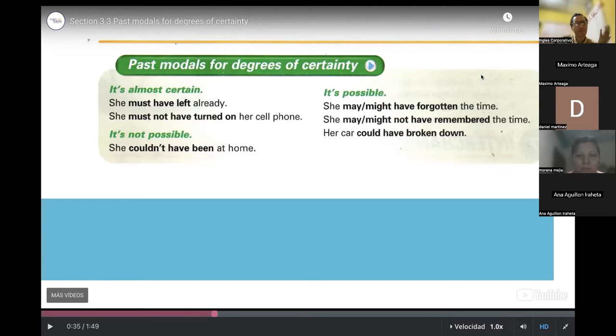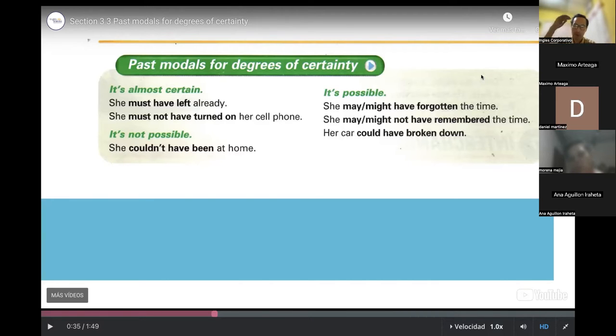Then we have the maybes: maybe yes, maybe no, a little. Those are the words may, might, and could. So how do you know the difference? The smaller the word, the smaller the possibility. She may have forgotten: a small possibility. She might have forgotten: a little bit bigger possibility. She could have forgotten: more possibility. But it's the same idea. All of them are possibilities. The only difference is how much.